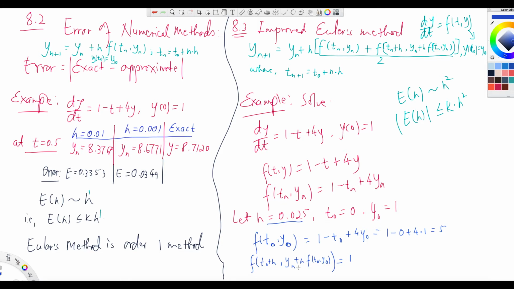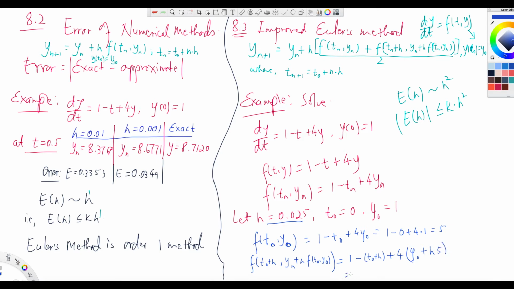So f of t0 plus h minus that thing will be 1 minus tn, right? So it will be t0 plus h. That's what you will get, right? And then plus 4 times the second component, right? So y0 plus h times f of t0 y0 is how much? 5. That's what I will plug in there.